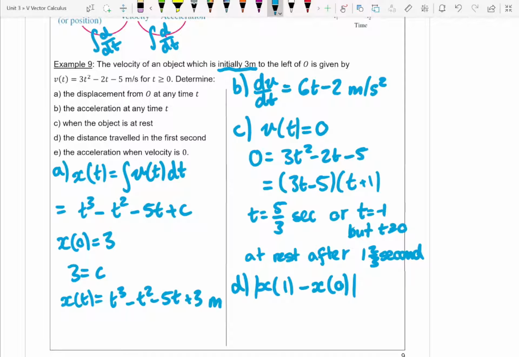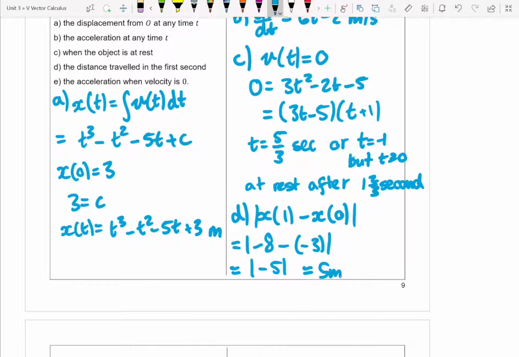So we can just apply this x1 minus x0, which is equal to the magnitude of 1 cubed minus 1 squared minus 5 times 1 plus 3. So that's going to be -2. And we've got x of 0 is 3, so minus 3. That's going to give us a displacement of -5, but we want to find the distance, so it's going to be 5 meters to the left.